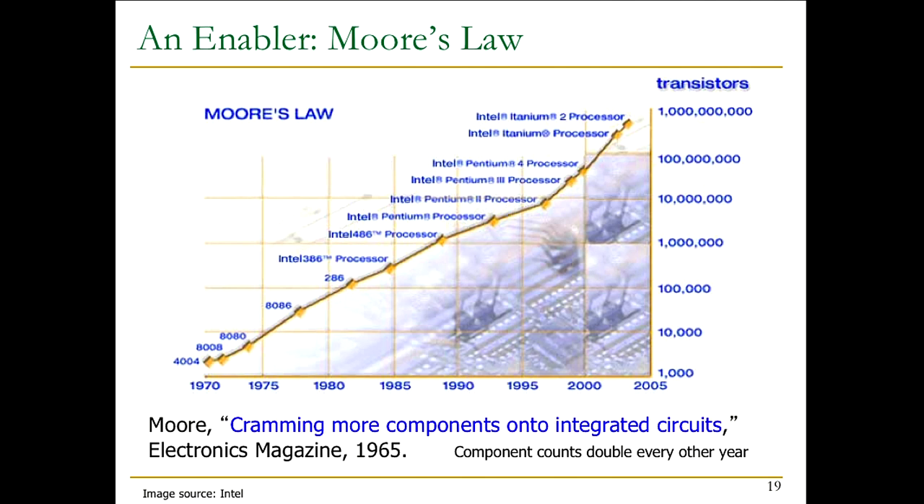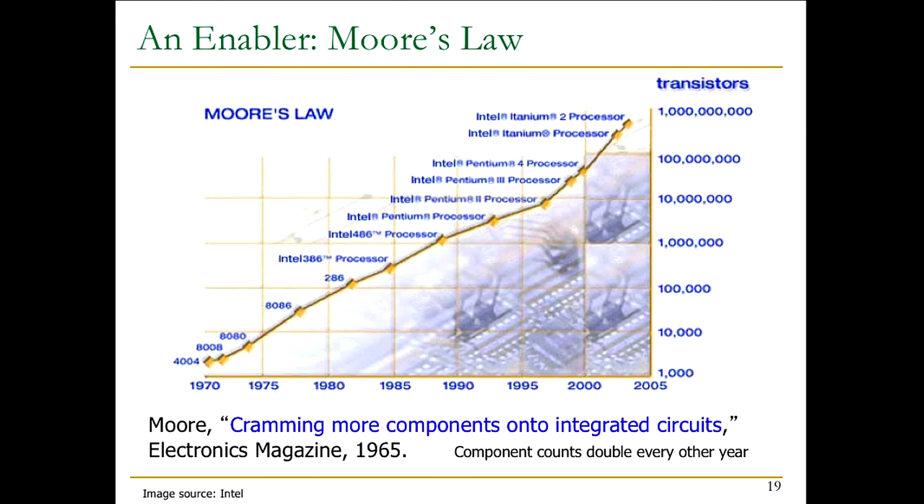But this is Intel's picture that ends at 2005. Moore's law essentially says that component counts double every other year, or every 18 months. It's not a law of physics, clearly. This is maybe a law of economics or something like that. It's more of an observation than a law. But Moore observed in his 1965 paper, Cramming More Components onto Integrated Circuits.